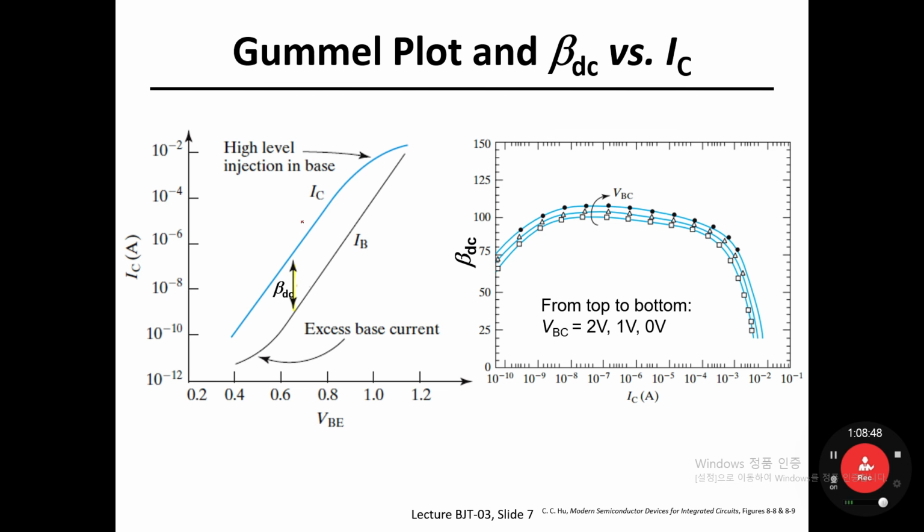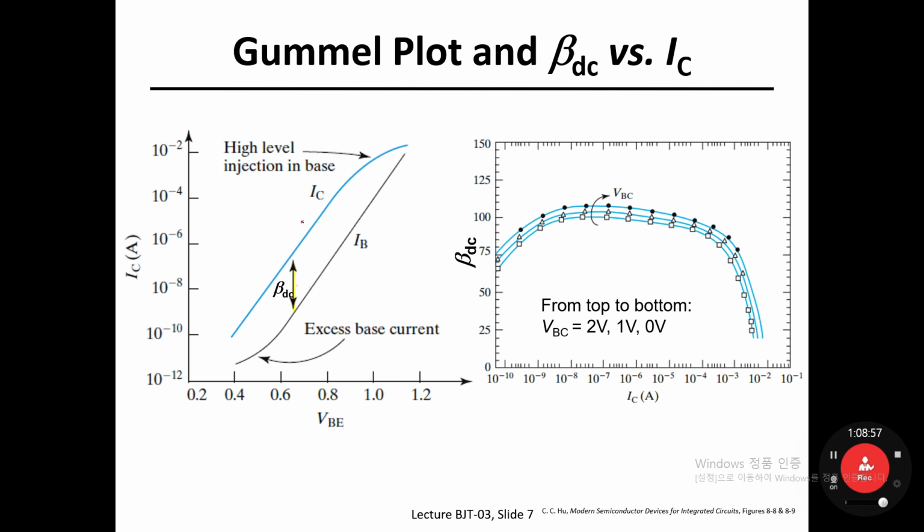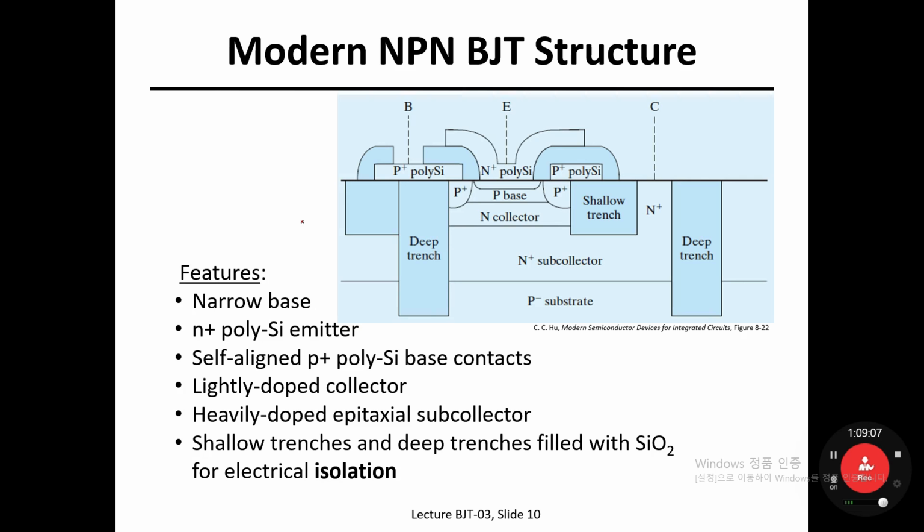Afterwards, we are going to learn the definition of the Gummel plot, followed by Gummel numbers. These Gummel numbers and Gummel plots are significant when explaining whether your BJT is good or bad. So we are going to learn it later.